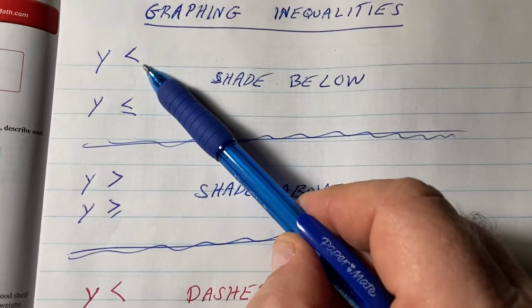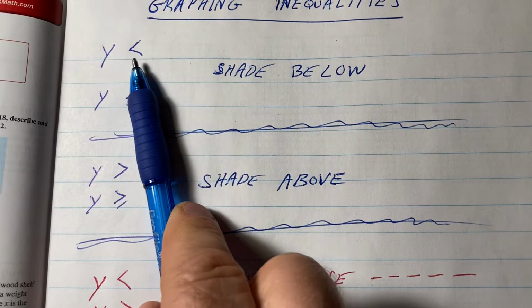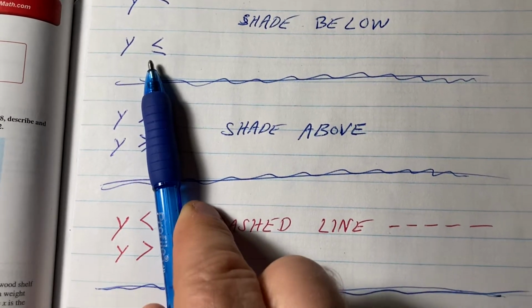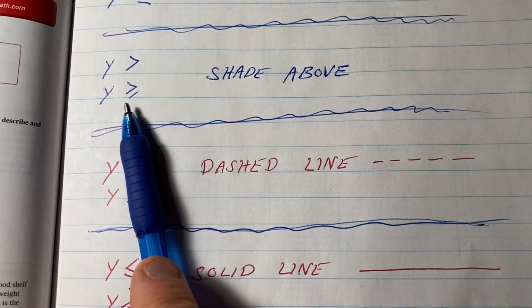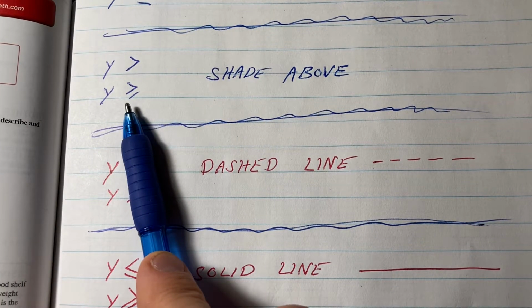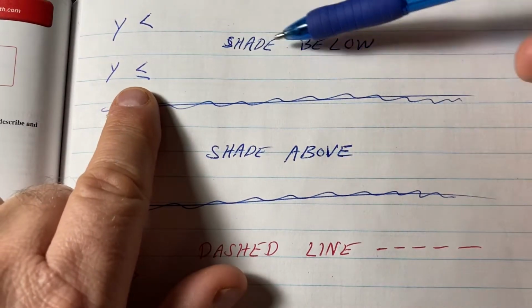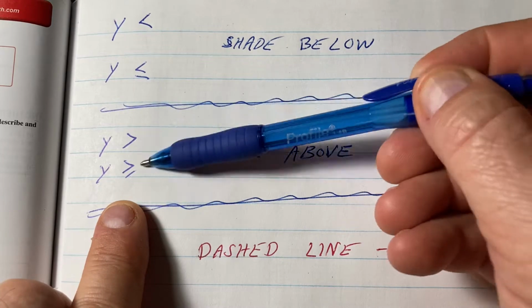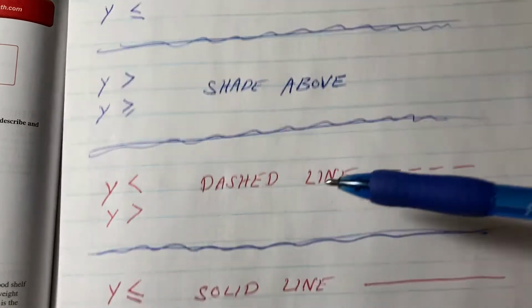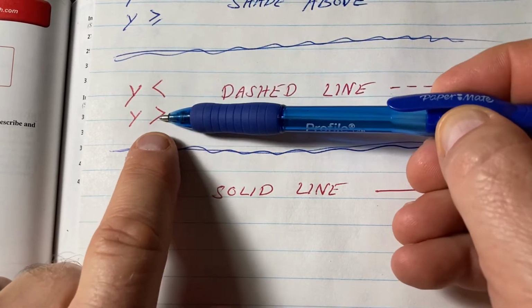Whoa, earthquake, stop that earthquake. Y is less than. This is y is less than or equal to. This is y is greater than. This is y is greater than or equal to. Okay? When you see these two signs here, that means you're going to shade below the line. When you see these two, it means you're going to shade above the line.